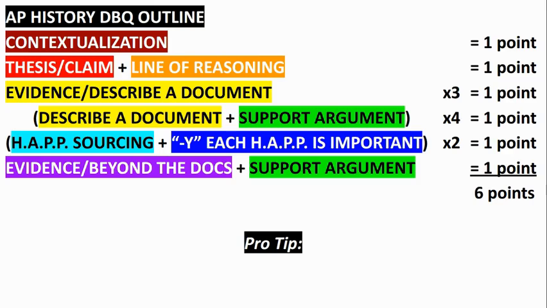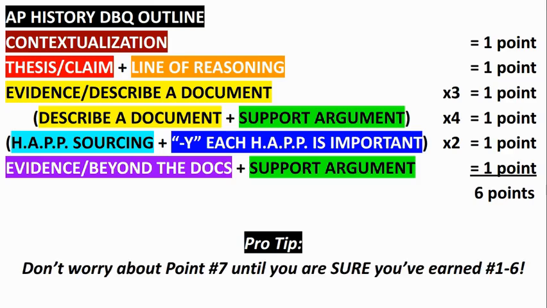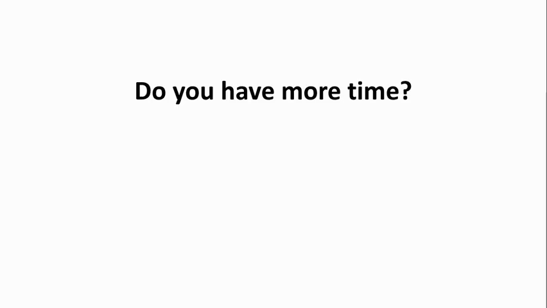A quick tip for you, and this is an important one. Don't worry about the 7th point until you're sure you've earned all of these. As you wind down, let's assume we have a little extra time, make sure that each of these is earned. I see so many students try to go for all 7 points and end up getting a 2 or 3 because there are a lot of categories in which they try but don't quite succeed, or they don't hit the number, or they don't really understand what they're doing.